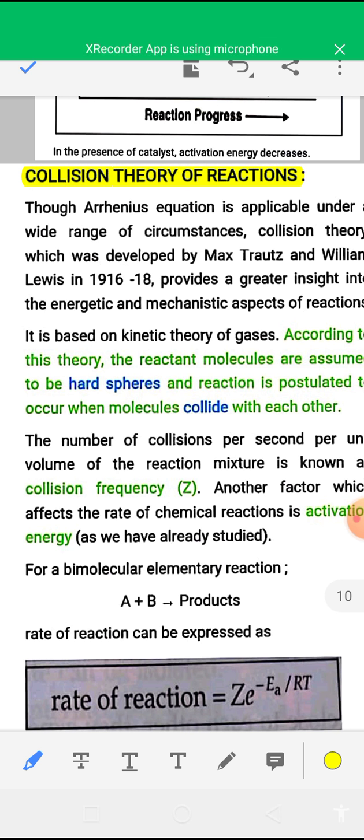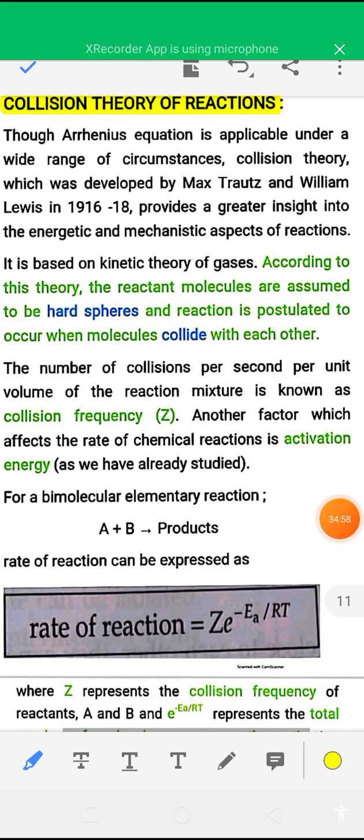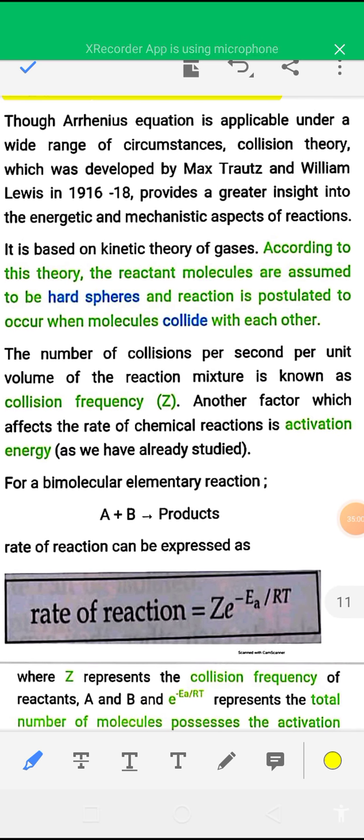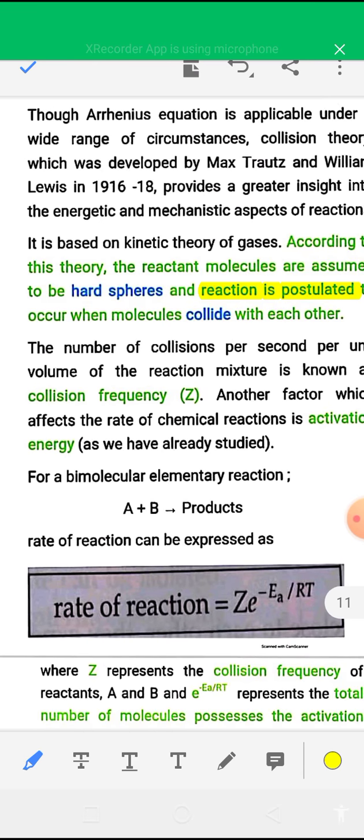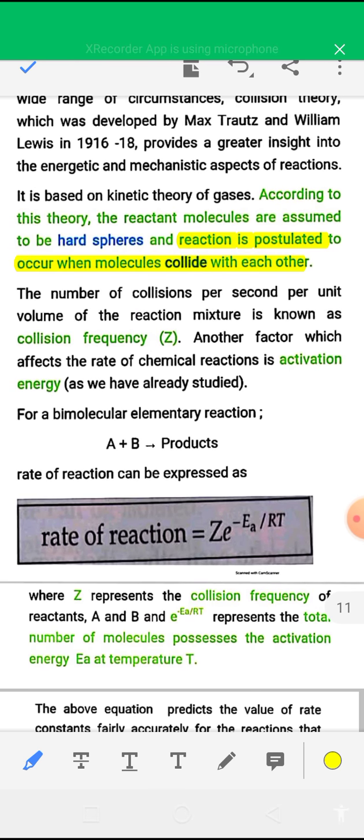Collision theory tells us how a chemical reaction occurs. According to collision theory, the reactant molecules are assumed to be hard spheres, and reaction is postulated to occur only when molecules collide with each other. So for a reaction, collision between the reactant molecules is very essential.